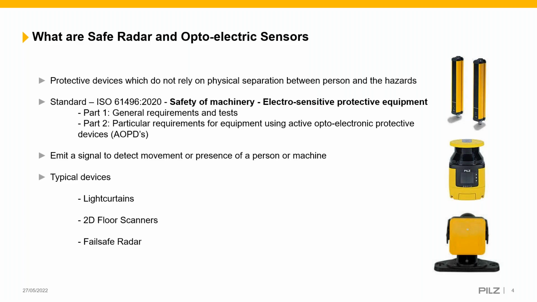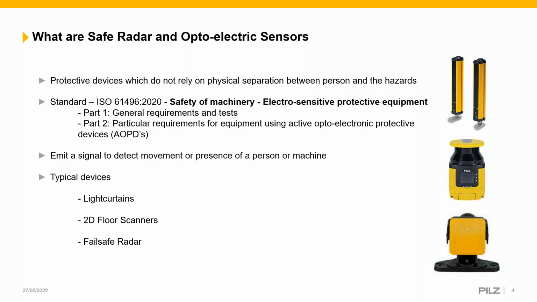They're covered by a standard 61496, and the latest version is 2020, and that's safety of machinery, electrosensitive protective equipment. This was revised previously in 2013, released 2015, and there's two parts to this standard. Part one is just the general requirements and tests. Part two is particular requirements for using active optoelectric protective devices, or you may know them also as AOPDs.